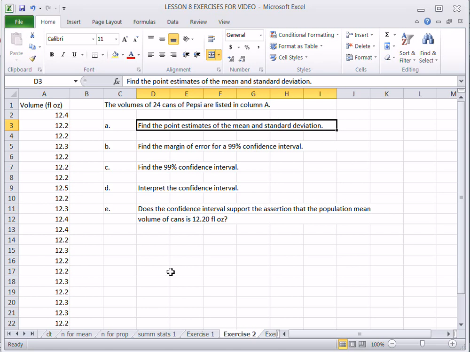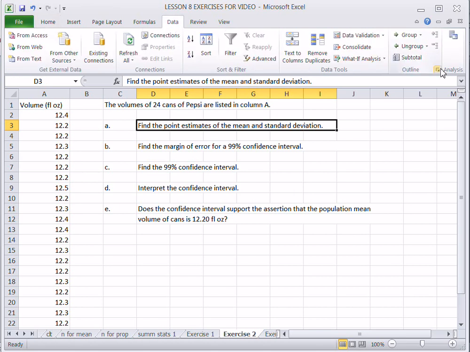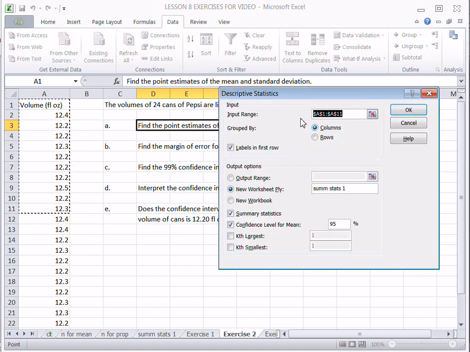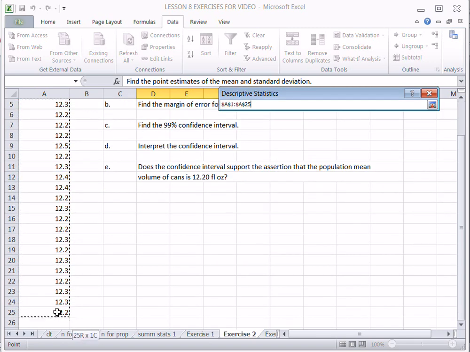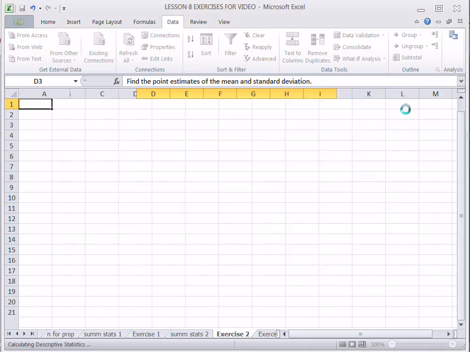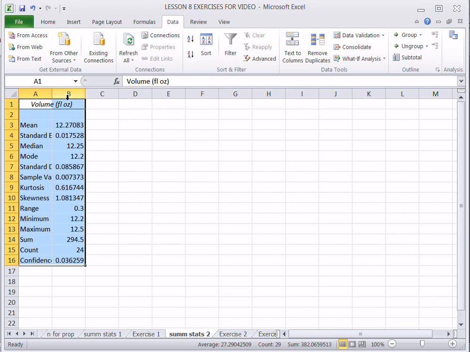So an example again, just using Excel, we'll go to Data, Analysis, Descriptive Statistics, where we need to highlight our input. I make sure that it knows we have labels in the first row, and then I'm going to have this put in a new worksheet that I'll label SumStats 2. Summary statistics, confidence level again, 95%. Click OK.